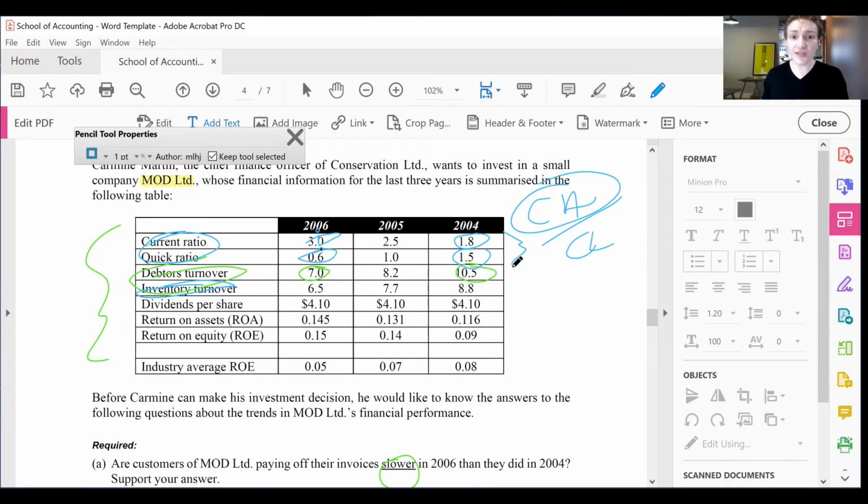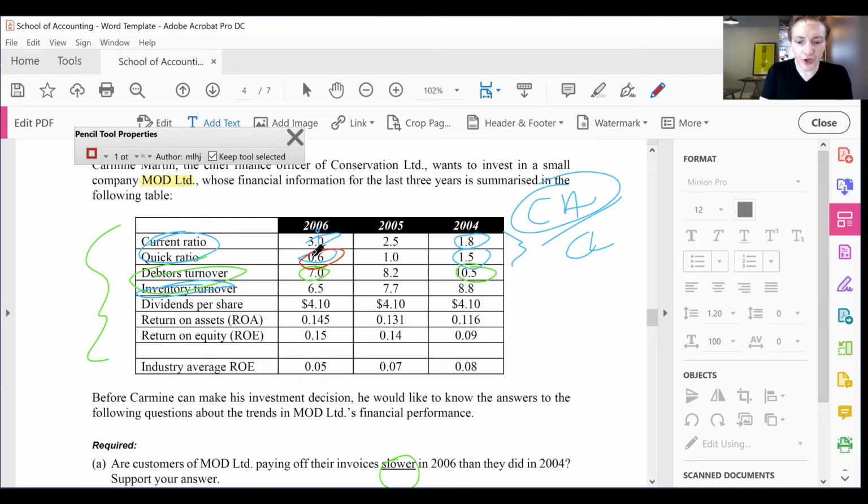You can also see how this manifests in the ultimate quick ratio, sorry, right here. So the 0.6 is initially a little bit troubling as well. It's a little bit troubling because it has gone below 1. What that means is that when you exclude inventory, the firm will not have enough current assets to pay off its current liabilities.